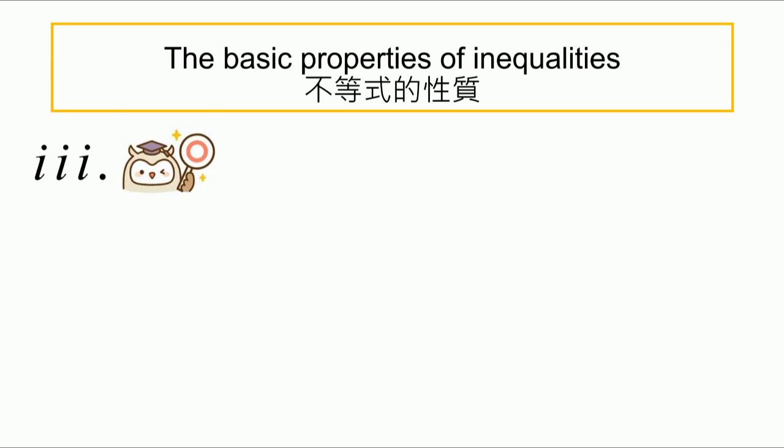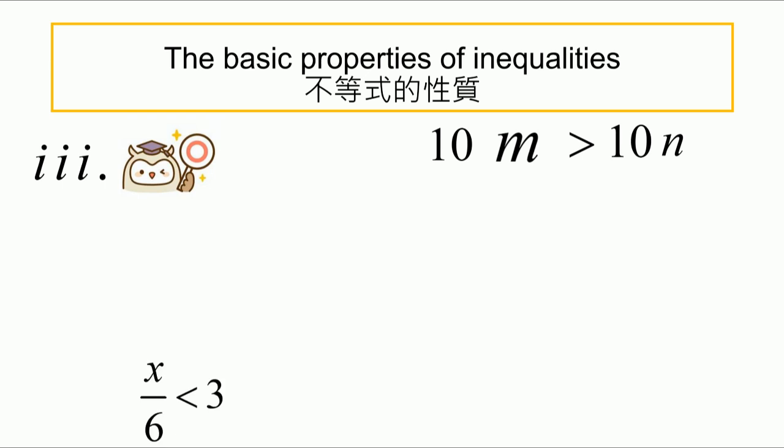The third property, if m is larger than n, and we multiply a positive number on both sides, such as 10, even though they are multiplied, since both are multiplied, m is still larger. So this inequality relation remains unchanged. Thus, we can use this property to solve this equation.